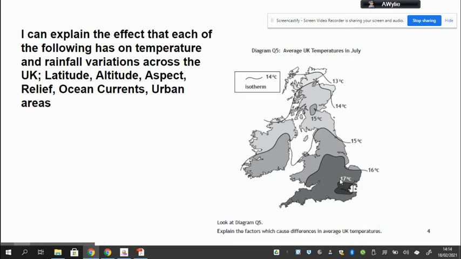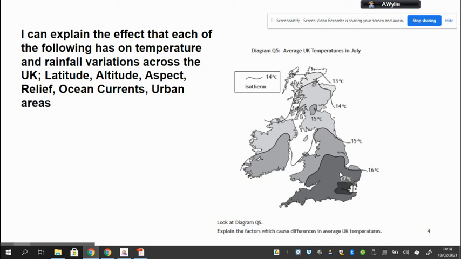Our final factor is urban areas. So how do urban areas affect temperature? Well, cities generate their own pollution. That pollution rises above the city and can trap heat under that pollution blanket, creating a warmer climate under a city. Also, cities create their own heat because they have a lot of buildings generating heat, and therefore a city will also be warmer for that reason.